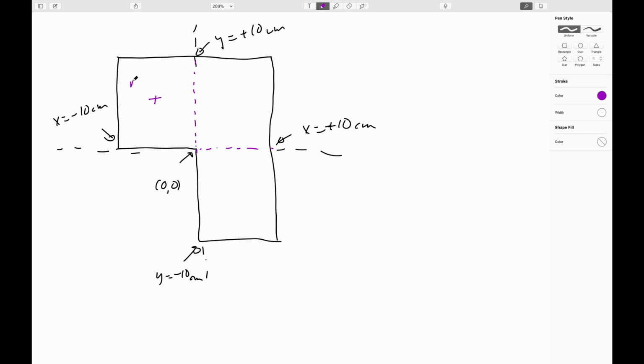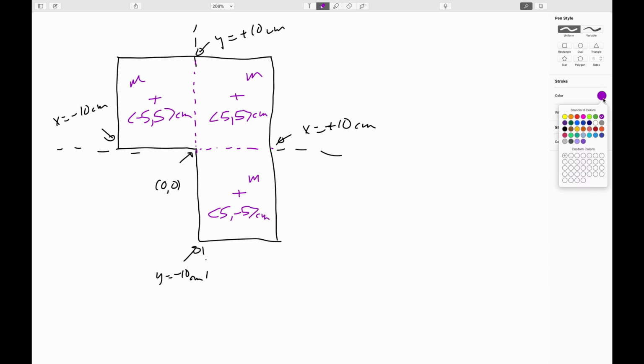So let's say the mass of this square is just m. This one would be located at negative 5, 5 centimeters. This one would have to have the same mass, whatever it is, m. This would be located at 5, 5 centimeters. Then finally, this one here, same mass because it's the same size plate, we'll just call it m. This would be located at 5, negative 5 centimeters. And now we can go back to doing the same trick we did before for finding the x and y coordinates of the center of mass.